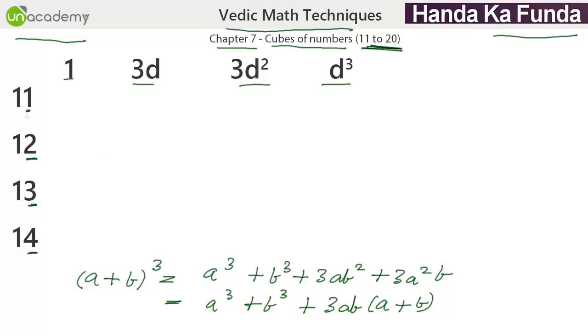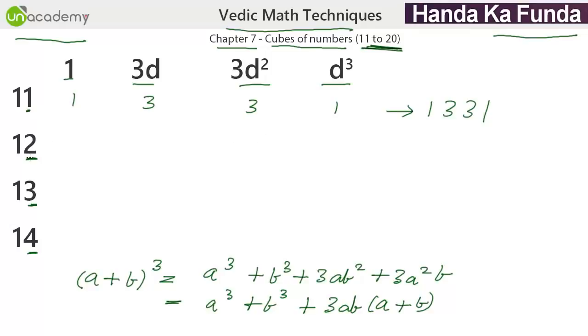Well, if your D is 1, what are the values of these? D cube will be 1. 3D square, that will be 3. 3D will again be 3. And 1 will be 1. Which makes my answer, which is 11 cube, as 1331. Yes, that's it. You just write down these digits and that will lead you to the answer.